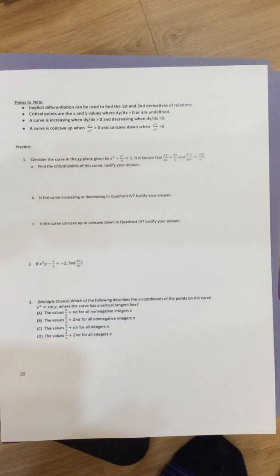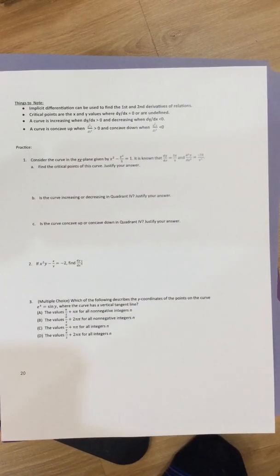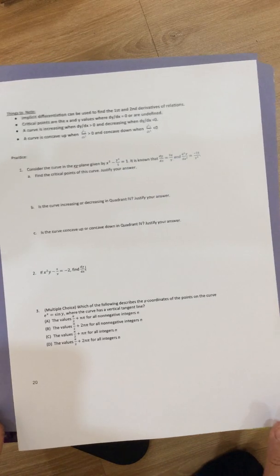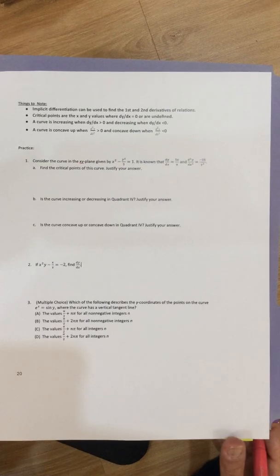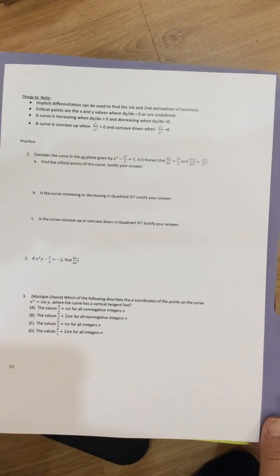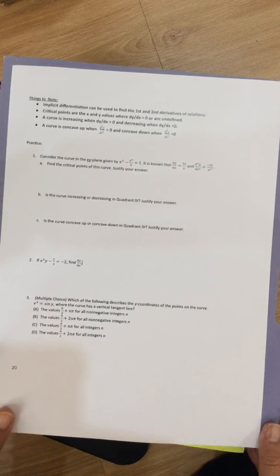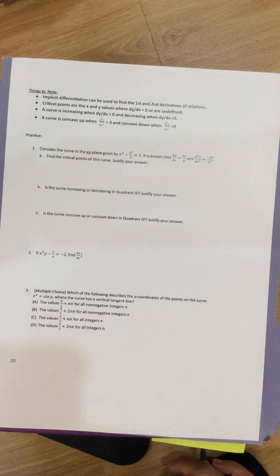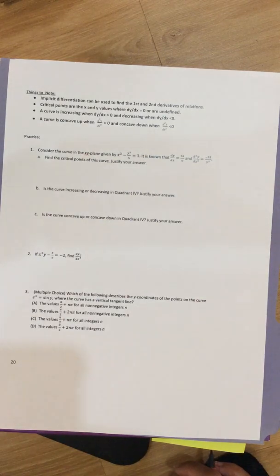Okay, some things to note. Implicit differentiation can be used to find the first and second derivative of relations, just like you can for regular functions. And critical points are the same thing. It's when dy/dx is equal to 0 or it's undefined. And just like with regular functions, if the derivative is greater than 0, it's increasing. If the derivative is less than 0, it's decreasing. And same thing with concave up and concave down. You're still looking at the second derivative and the sign of that.